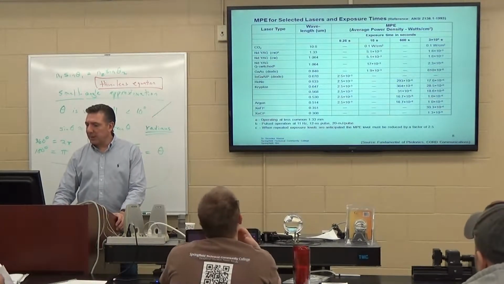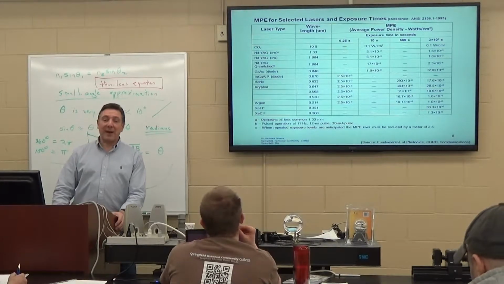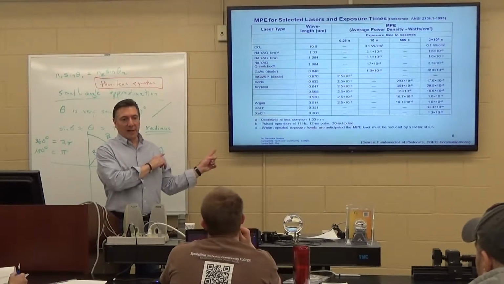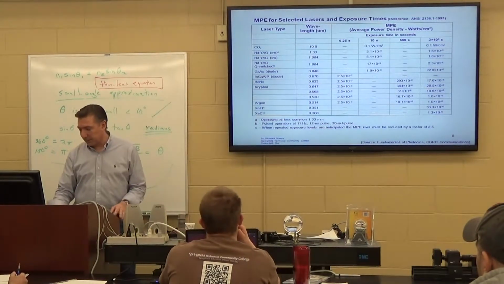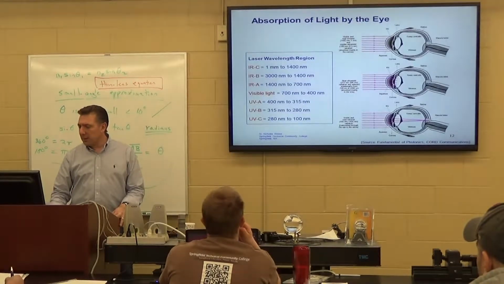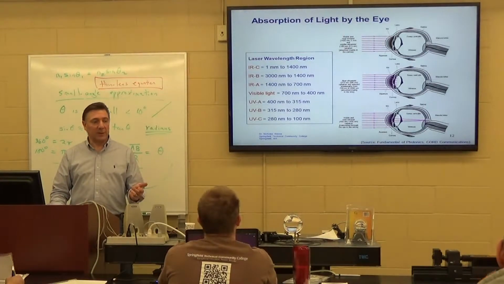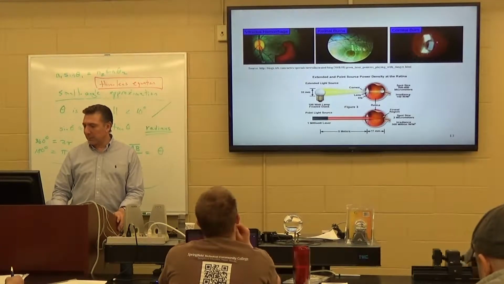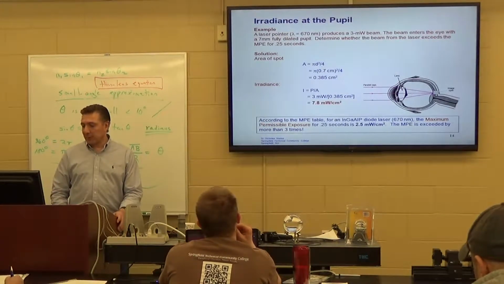We talked about the maximum permissible exposure. Remember this? If you forgot all this stuff, by the way, the videos from this class are up on Blackboard now, so you can go back and review them. We talked about the different parts of the eye, what parts of the eye are affected by ultraviolet, visible, and infrared light. We showed some burn patterns and corneal burns, retinal burns, and then we calculated the irradiance.